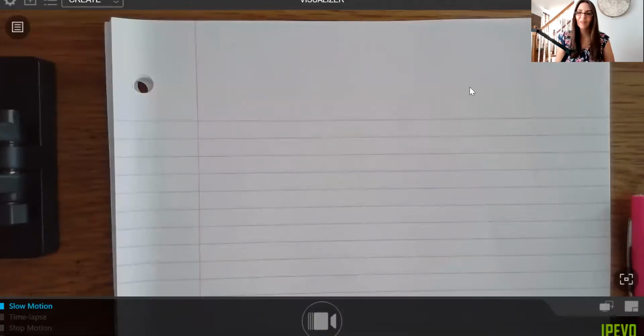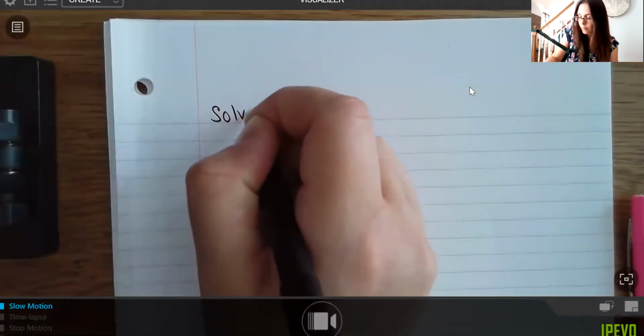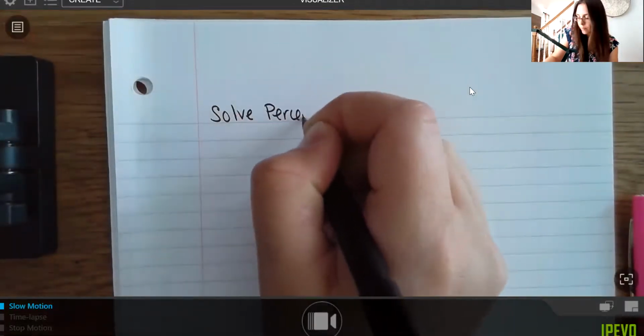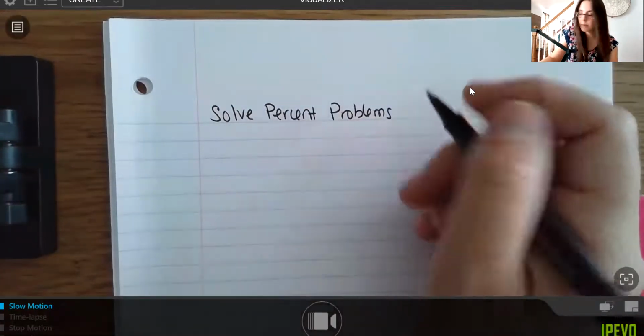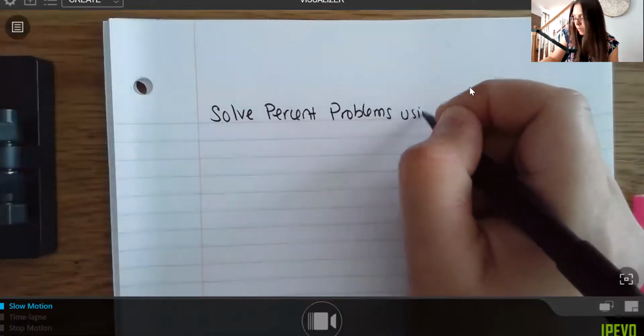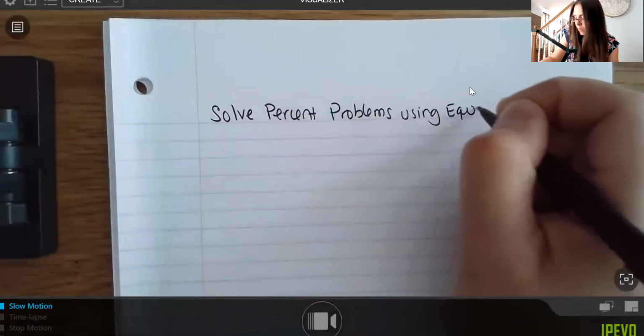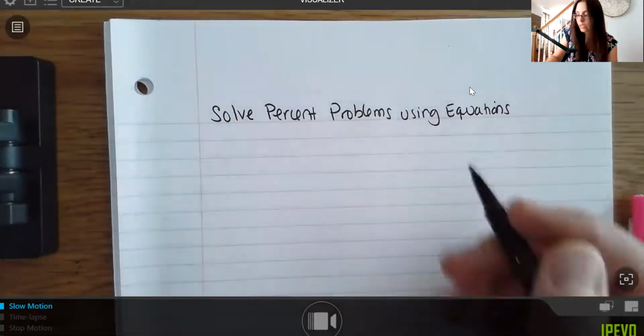Hi, everybody. In this video, we're going to continue with percents and actually start working with how to solve percents. So in this video, we're going to focus really on the general setup. And then in further videos, we'll actually get into the applications. All right, so we are going to learn how to solve percent problems using equations.